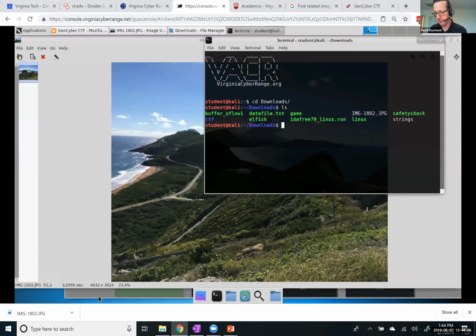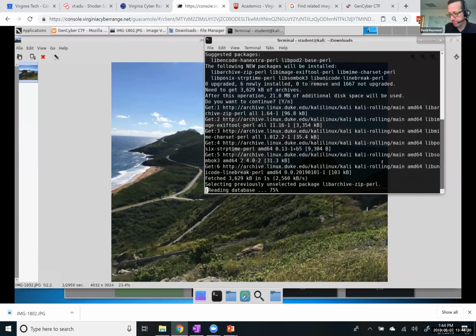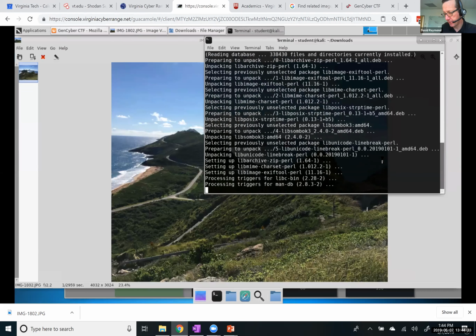Go to my downloads folder. So the file is here. It's this img 1802.jpg. There's a tool called Exif tool. That doesn't seem to be installed. So I'm going to add it, apt-get install exiftool. Exiftool is a Linux command line tool, and it's not included in your Cyber Basics environment. So if you do an apt-get install, you can get it installed, and then you can use it on this image, and we'll see what we get.